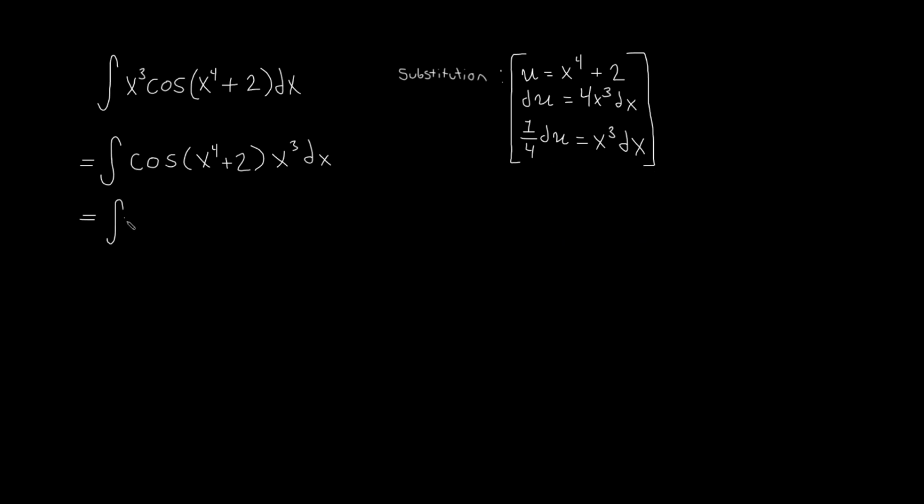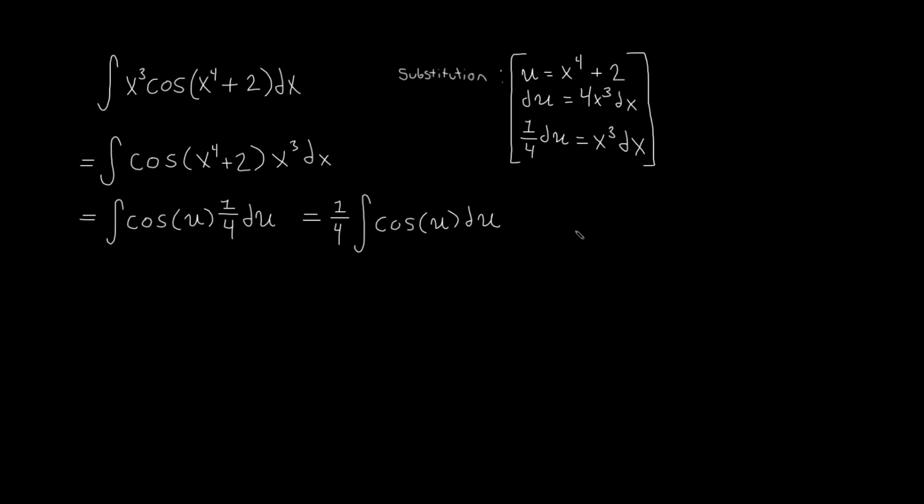Now we'll replace x raised to the fourth power plus 2 with u, and we'll replace x raised to the third power dx with 1 over 4 du. Lovely. So now what we'll do is factor out the constant. The constant here is 1/4. We're going to take it out of the integral. We'll move forward with evaluating the integral.